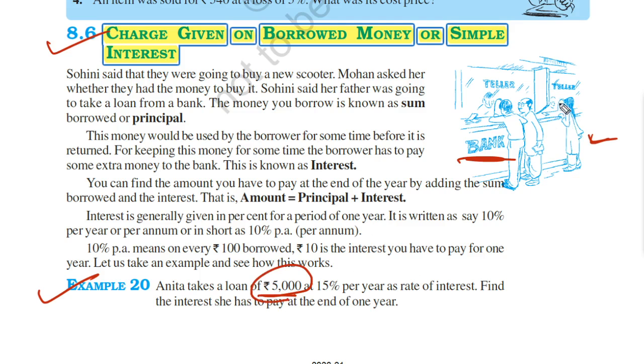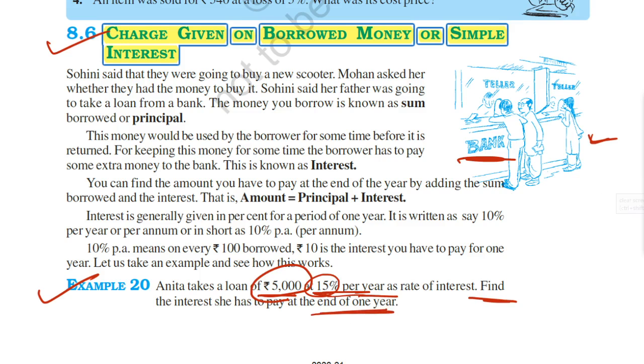If the bank is providing a loan to Anita, then the bank will charge some interest. So the bank is charging 15% per year as rate of interest. That means for 100 rupees, Anita has to pay rupees 15 per year. For 5,000 rupees, we have to find the interest she has to pay at the end of 1 year.